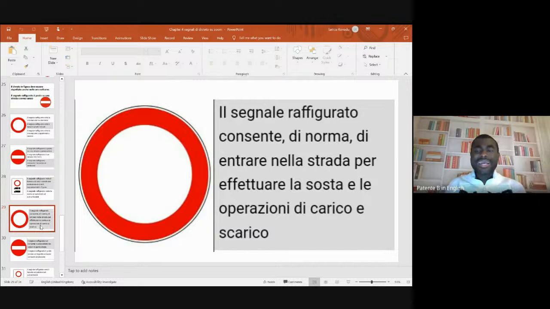Il segnale raffigurato consente di norma di entrare nella strada per effettuare la sosta e le operazioni di carico e scarico. Vero o falso?